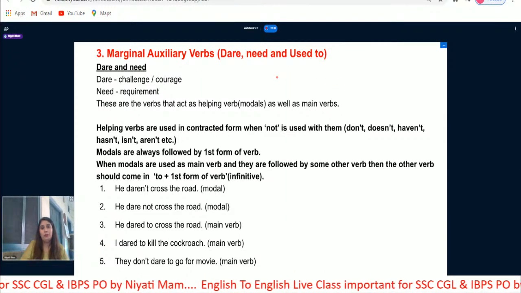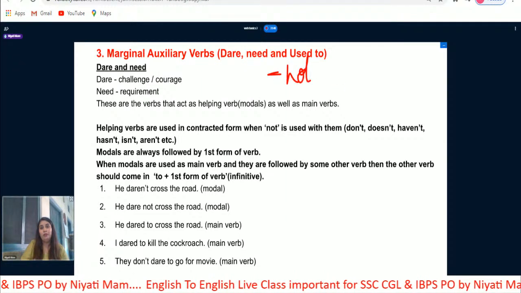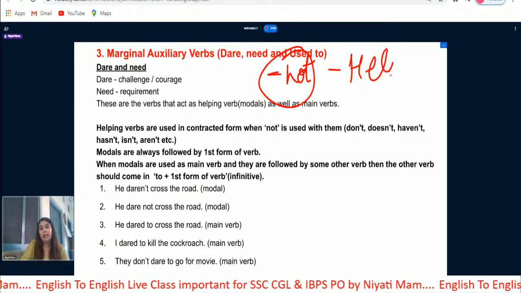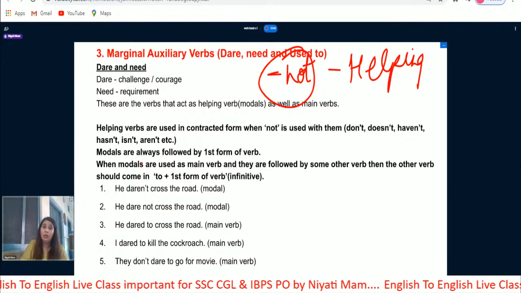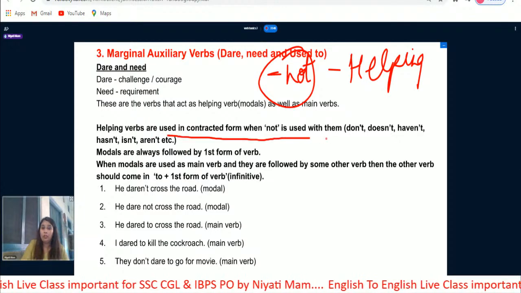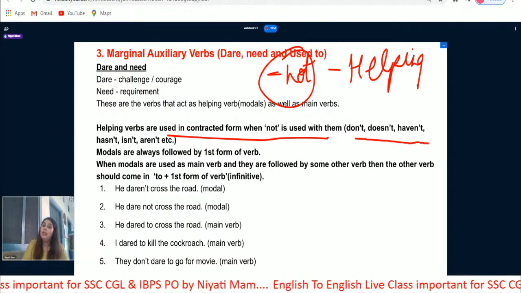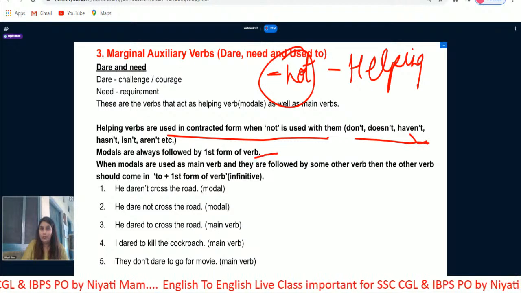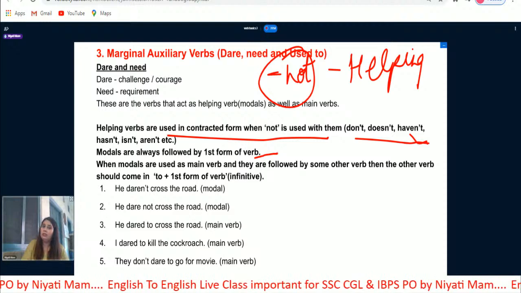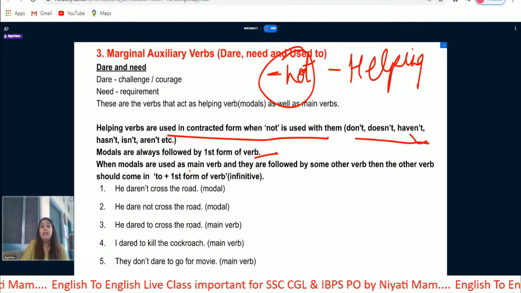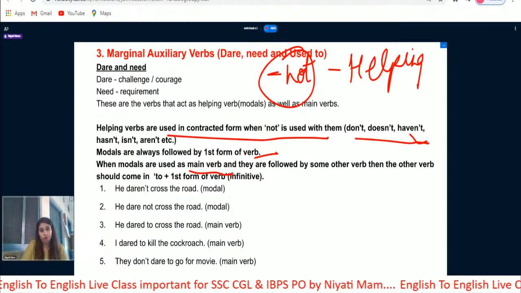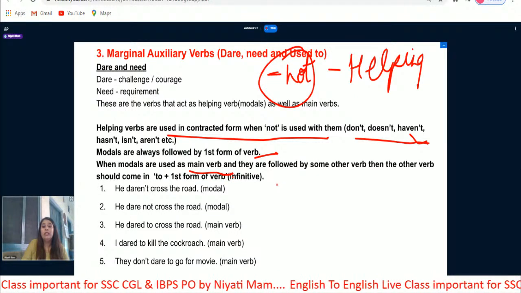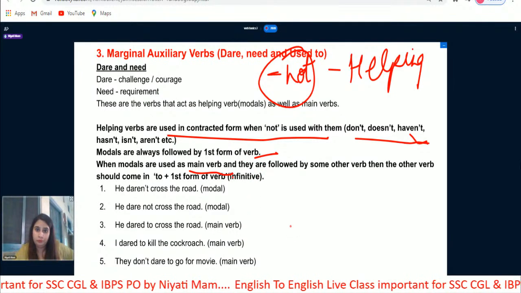First of all, you need to remember whenever not is used with any form of verb, then the particular verb would become helping. This is going to be remembered. Helping verbs are used in contracted form when not is used with them: don't, doesn't, haven't, hasn't, isn't, aren't. Modals are always followed by first form of verb, which we already learned, when modals are used as a main verb.